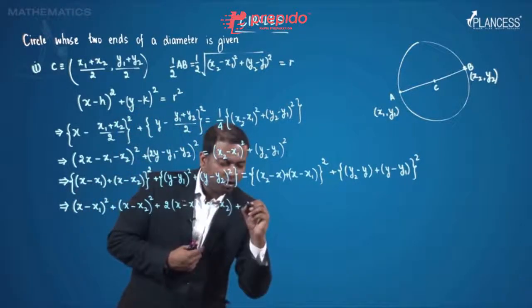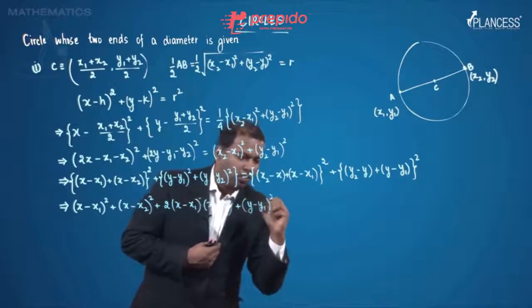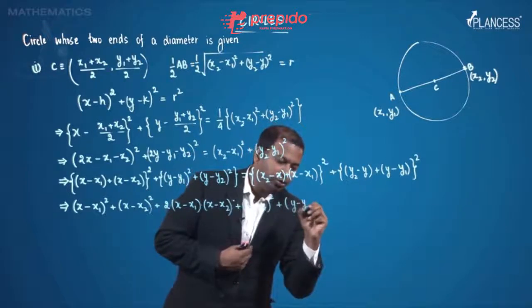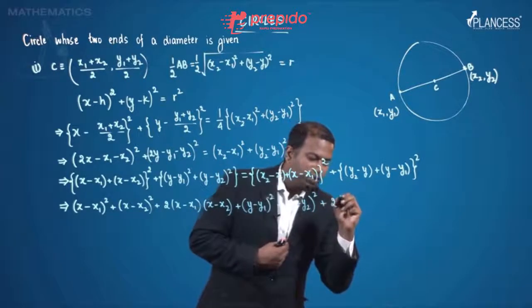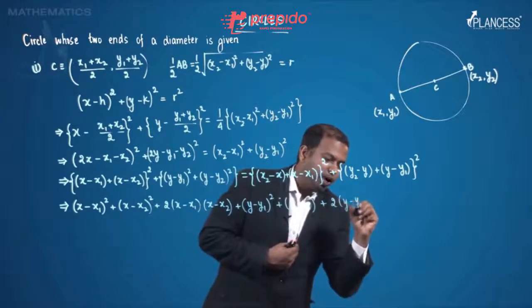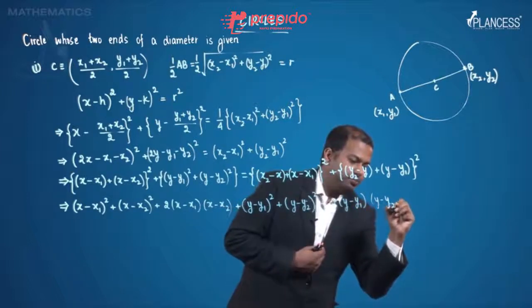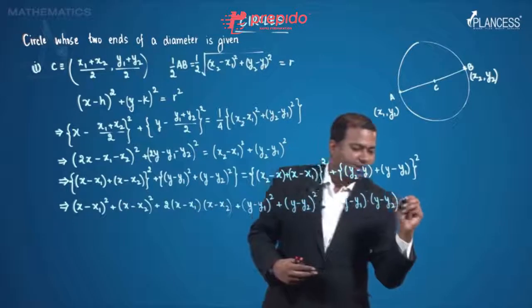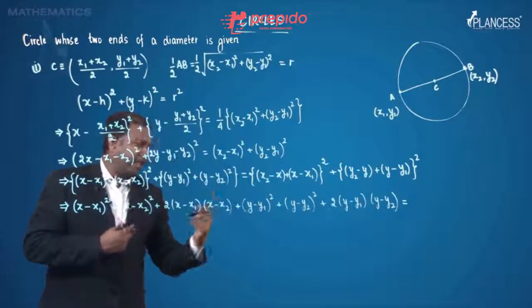Next we have (y − y1)² + (y − y2)² + 2(y − y1)(y − y2). So this is on the left hand side. Then let us expand the right hand side.